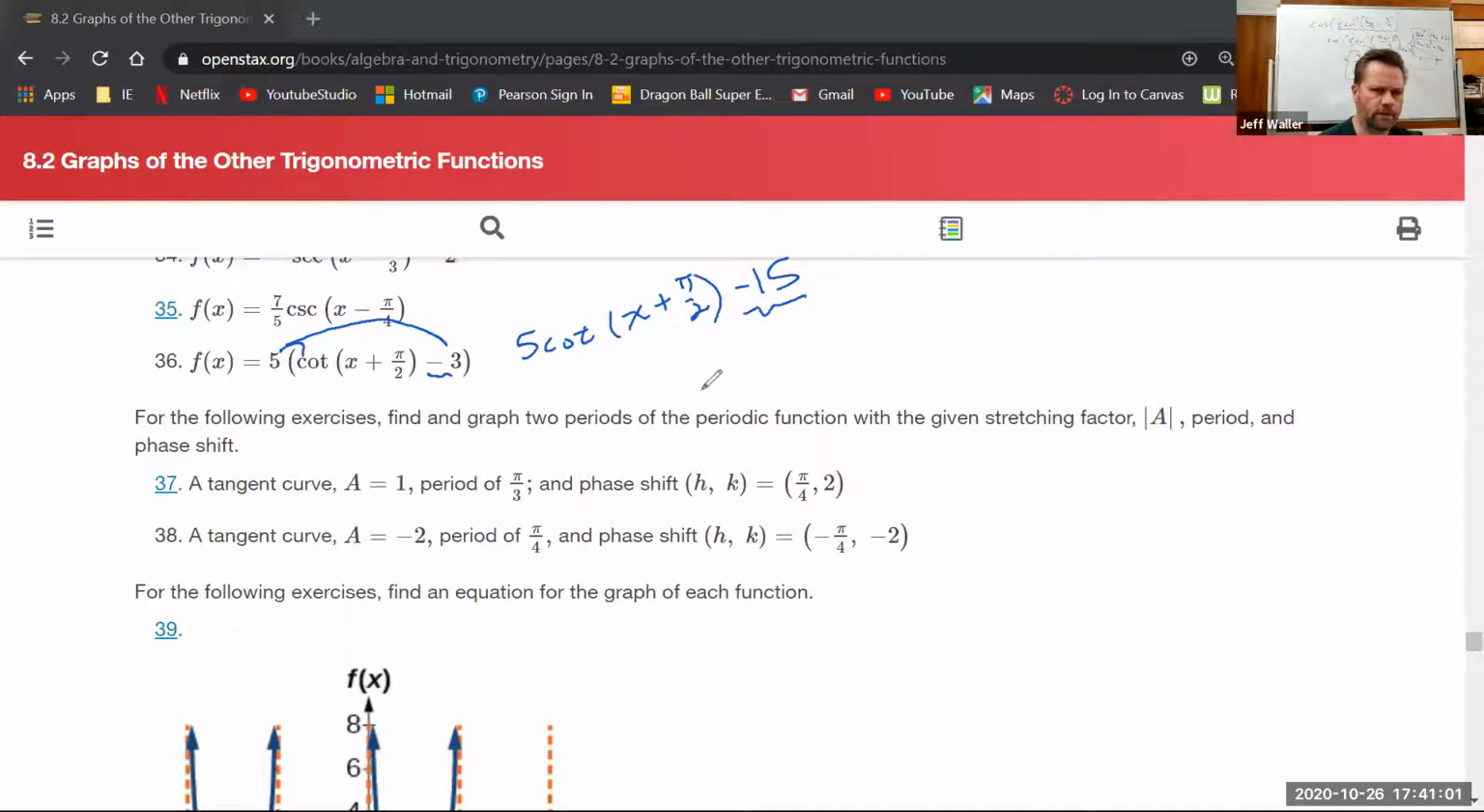The other thing I want to ask you is, what is the period of cotangent normally? I said that in a strange way, but there's no shift to the period, right? So what is the period of cotangent? Pi. So cotangent and tangent have a period of pi. All the other ones have a period of 2 pi. And this one doesn't shift because there's no multiplier here. It's just a 1. And then there's a phase shift, right? Back pi over 2.